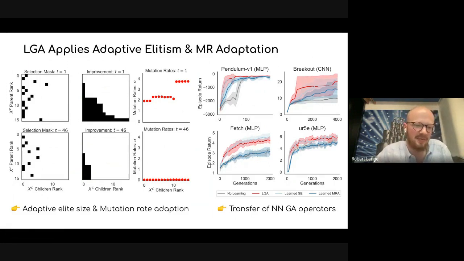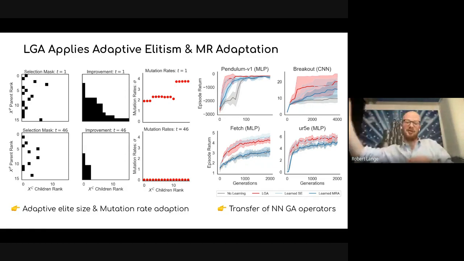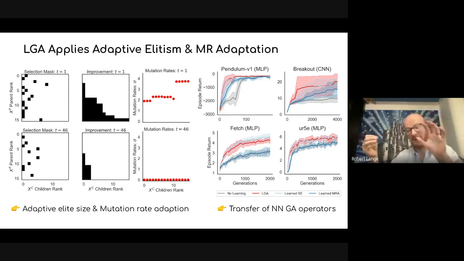Something that's kind of exciting is that you can take these meta-learned operators, extract them, and plug them into other genetic algorithms. What I'm showing here on the right-hand side is a very simple genetic algorithm that inherits individual operators from the learned genetic algorithm, and can capture a lot of the performance gains you get from meta-learning, essentially the entire system.